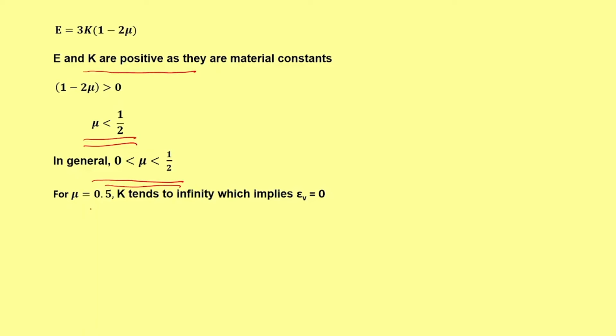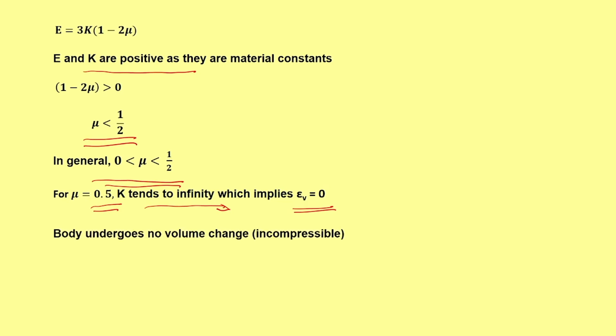Now, for mu equal to 0.5, in the previous relationship, if you substitute mu is equal to 0.5, that is Poisson's ratio equal to 0.5, then the volumetric constant or bulk modulus tends to infinity, which implies that the volumetric strain is equal to 0. There is no volumetric strain, the material is incompressible, the body undergoes no volume change, it is basically incompressible.